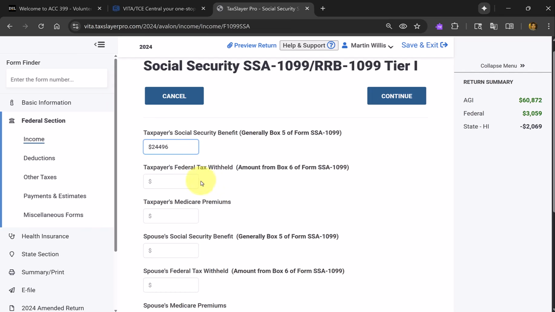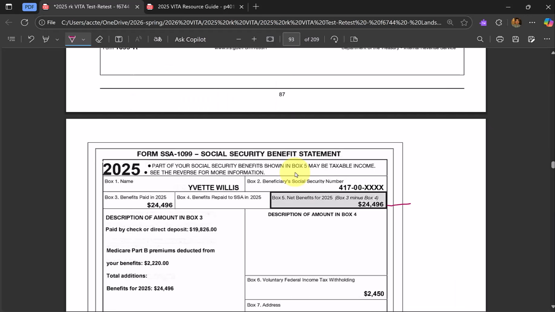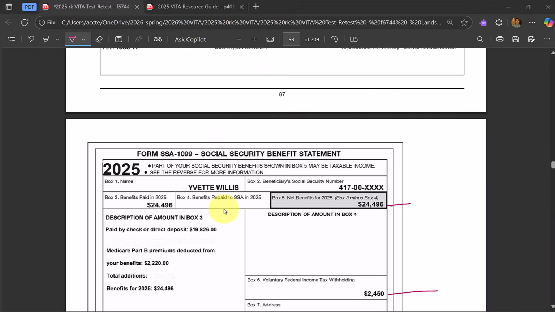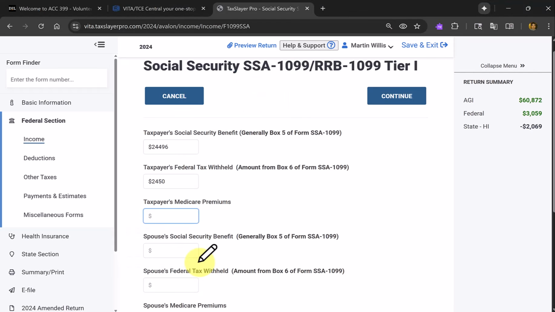24,496. And the income taxes withheld from box 6, 2450. And the Medicare premiums that were withheld, here off in the margin, 2220. In case they're going to be claiming itemized deductions, we don't have to enter it anyplace else but right here on this same screen.